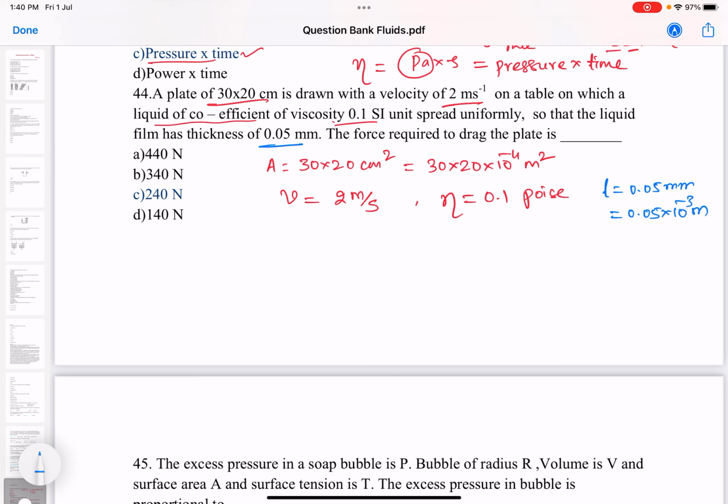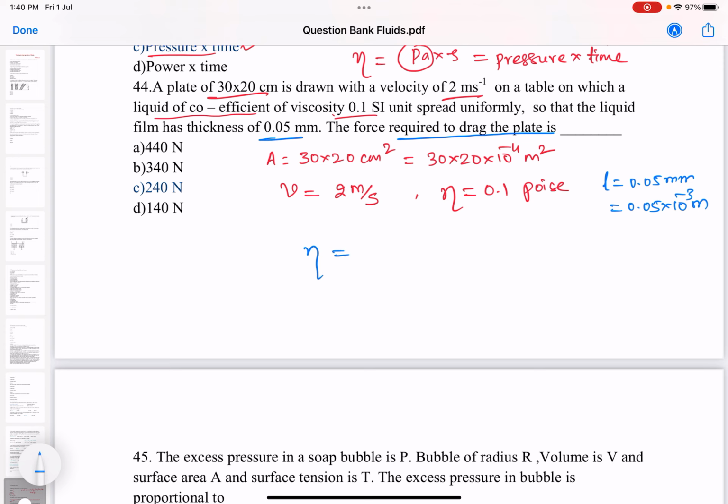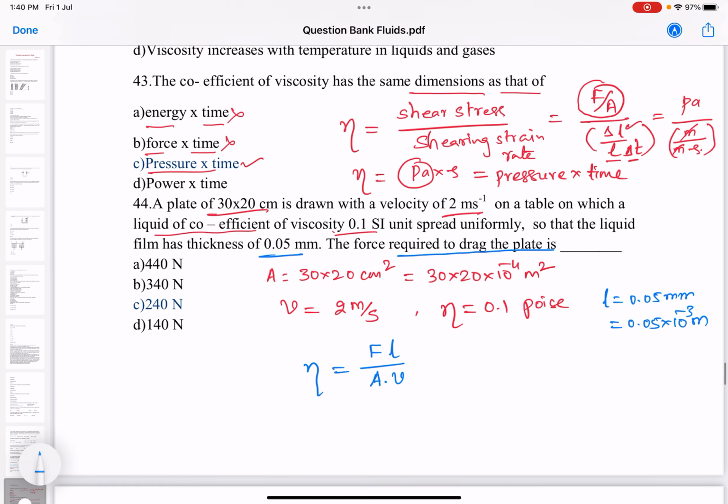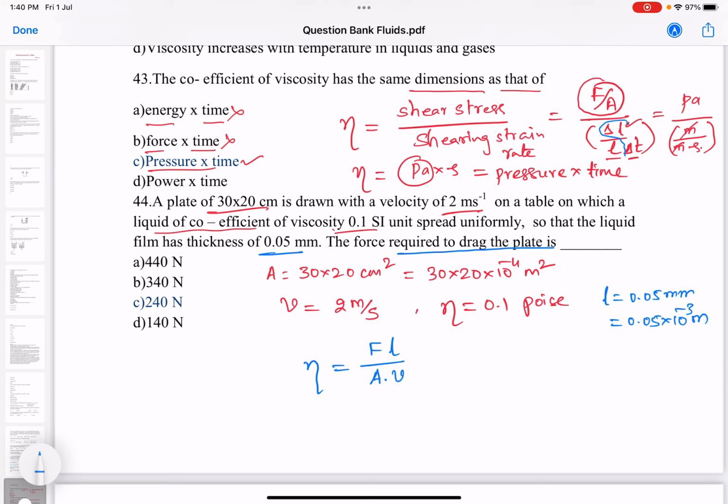The force required to drag the plate is, we know that coefficient of viscosity is equal to F into L by A into V. See here, why A into V? Because delta L by delta T is nothing but V. So coefficient of viscosity is equal to F by A divided by V by L. When it comes to the numerator, it will become L by V. So eta equals F by A into L by V, that is F into L by A into V. I have written the same.